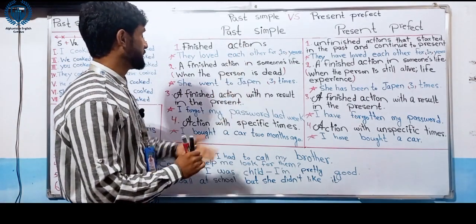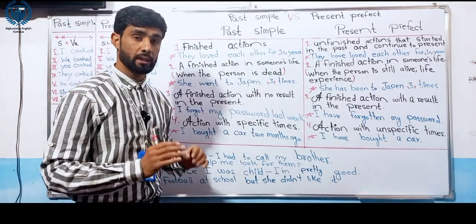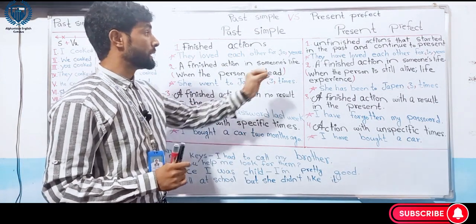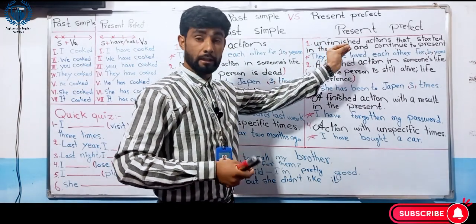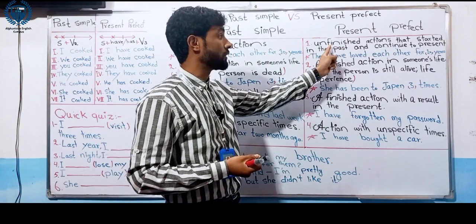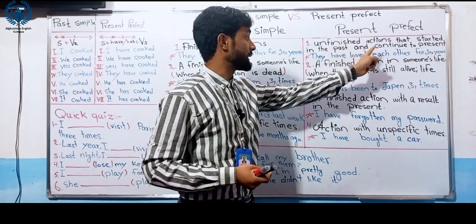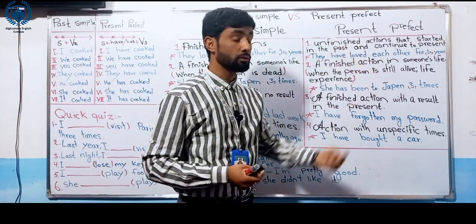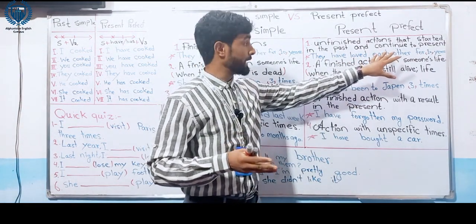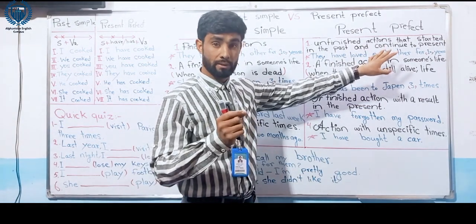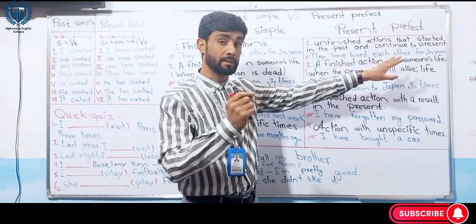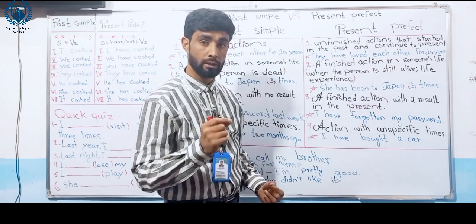Past simple is used for finished actions. We always use a past simple for finished actions. And present perfect can be used for finished actions, and in some cases it is used for unfinished actions that started in the past and continue to the present. This one is especially with state verbs, and state verbs are always used with present perfect tense to show an action started in the past, comes to the present, and may or may not go to the future.